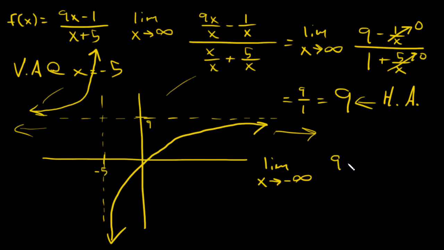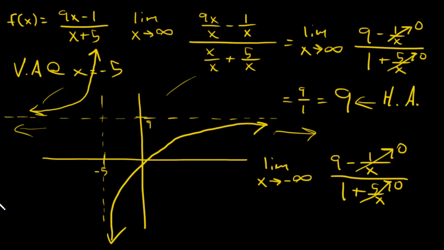So 9 minus 1 over x over 1 plus 5 over x. If I plug a negative infinity in here, well, it just goes to 0 with a negative number. So it's going to a negative 0, but it's still 0. So it doesn't change. It's still going to have a horizontal asymptote at positive 9. Y equals positive 9. Alrighty. And that is something I also need to say. Horizontal asymptotes occur at y equals, not x equals, of course.